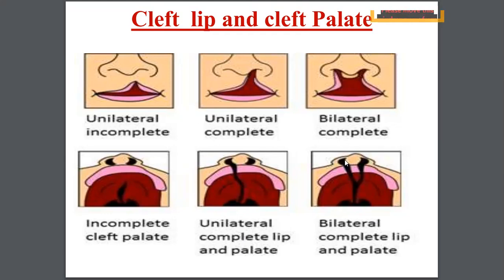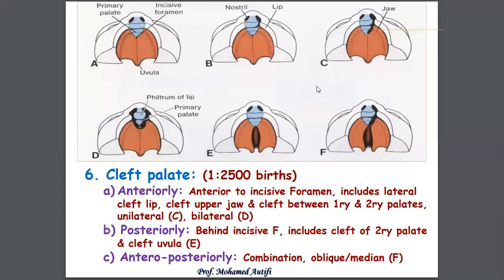So bilaterally, that means the lip is not fused from both the sides. You have two clefts over here. Bilateral complete cleft lip and bilateral complete cleft palate. The other pictures, what we see is this area which is shown in blue color is primary palate area. This is secondary palate area. Behind we have soft palate. This is uvula we are finding.